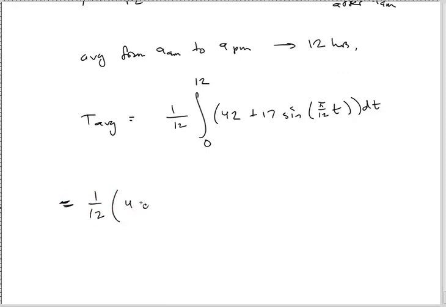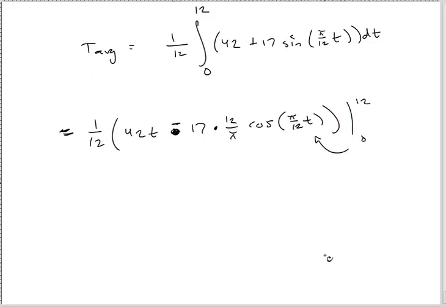So we got 42t. That's easy enough. The 17 stays in the front. Instead of multiplying by the derivative inside, I'm going to divide by the derivative inside, thus flipping it. My sine is going to go to a negative cosine. So that's actually going to be a negative cosine, and you leave the inside alone. Okay. And you're going from 0 to 12. So 0 is actually going to yield something right there, so you got to be careful when you do that.